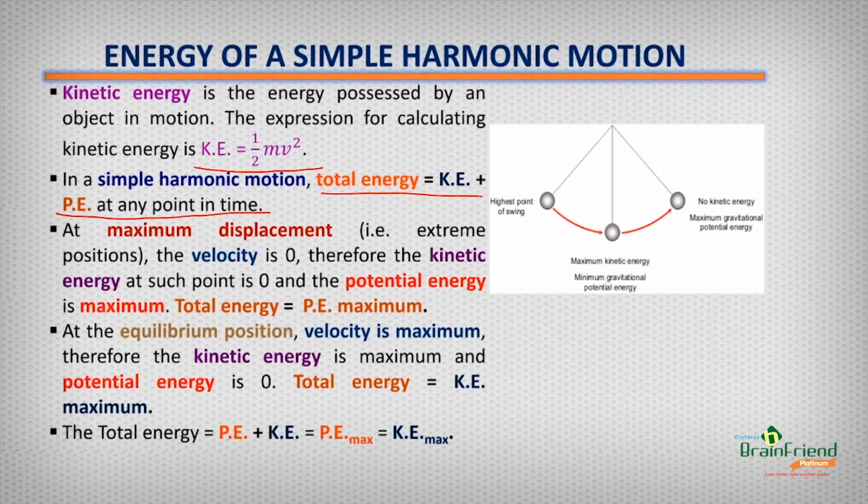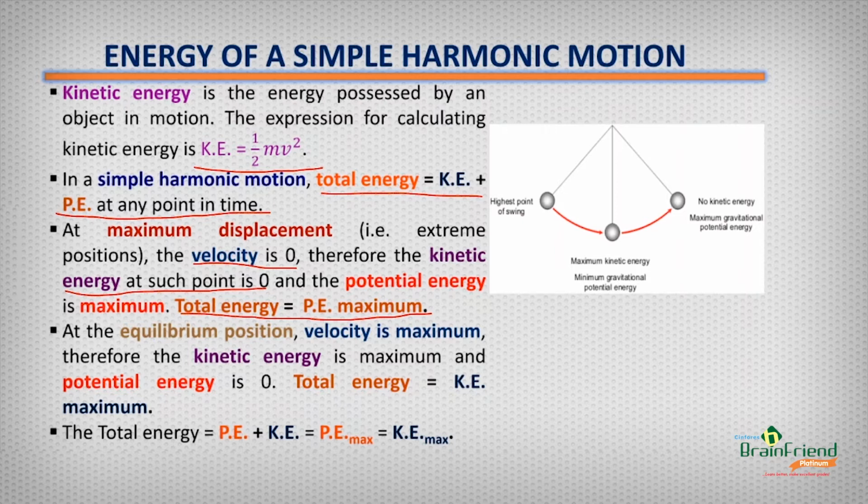Recall from part 2 of this topic that velocity at maximum displacement is 0. And since the kinetic energy depends on the velocity, the kinetic energy at maximum displacement is also 0. Therefore, the total energy at maximum displacement is the potential energy, and we call that energy maximum potential energy. The maximum potential energy is reached when the potential energy is the only energy in the system.